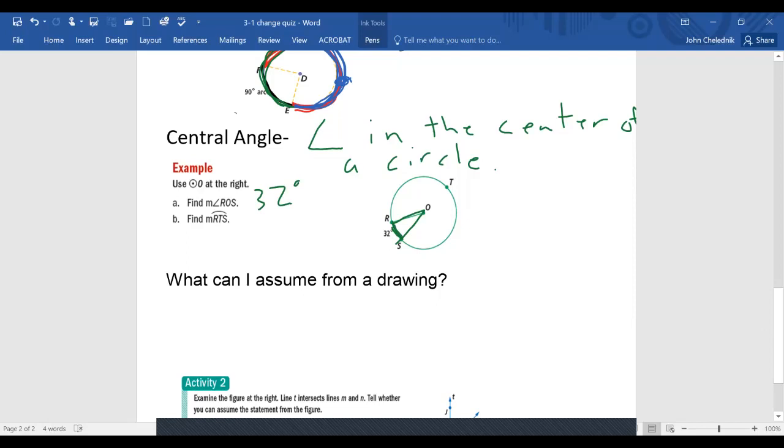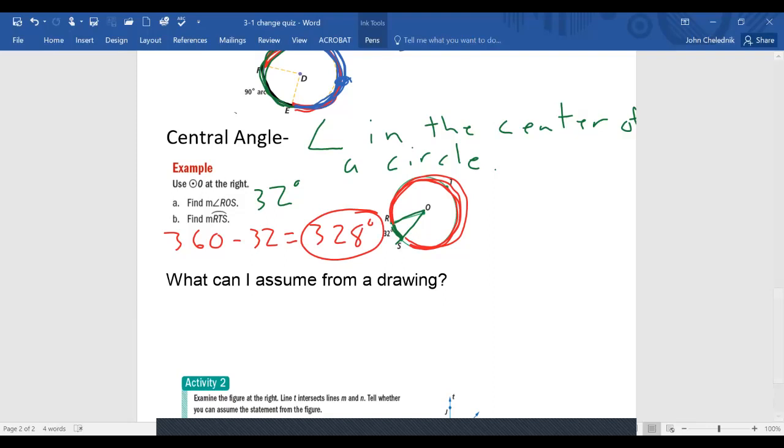And then it says find the measure of arc RTS. I'll use a different color. I like colors. RTS is this arc right there. It's that major arc. So, well, a whole circle is 360. So it's basically the whole circle except for that little green arc, the 32-degree arc. So the whole circle would be 360. The little arc is 32. That means that red arc must be 328 degrees. Okay, and there's our 2 answers for that example.